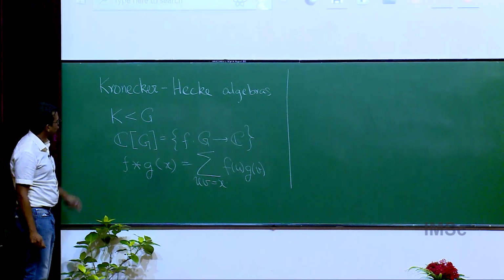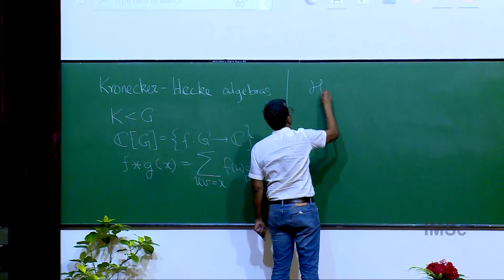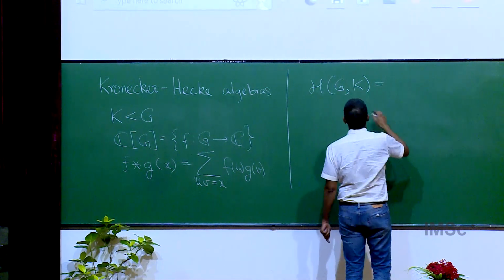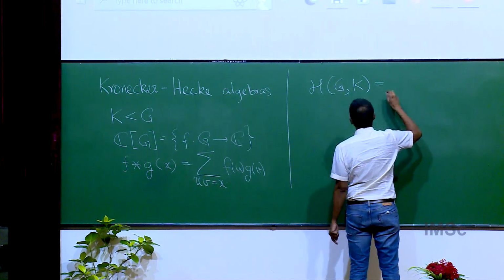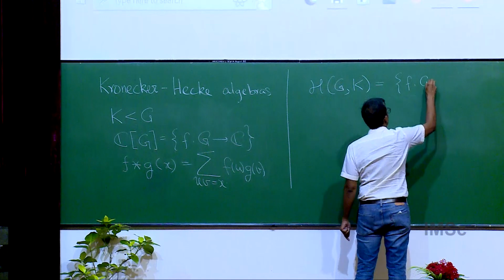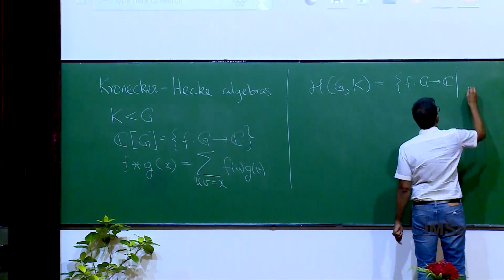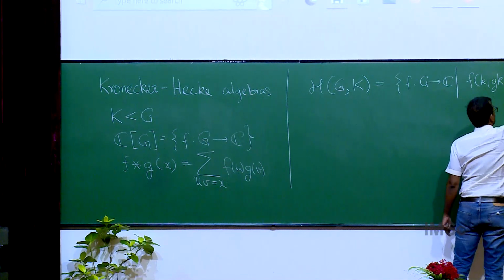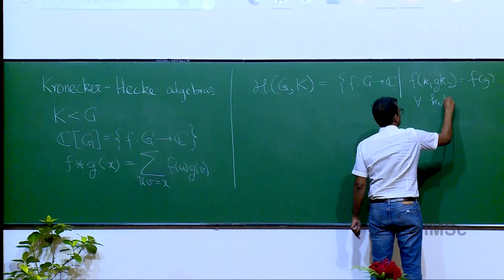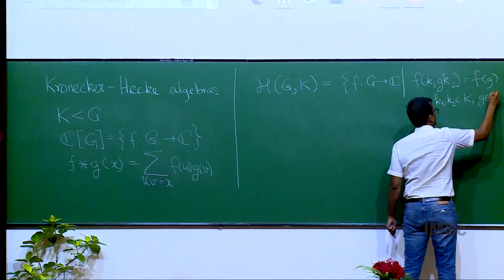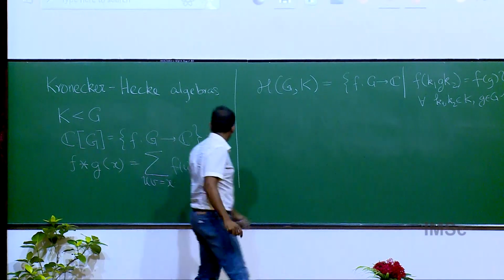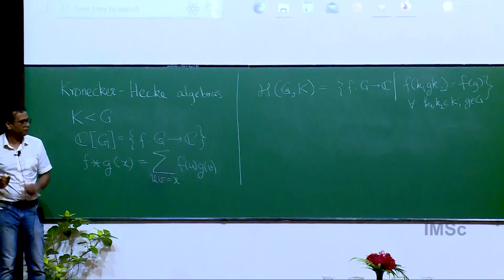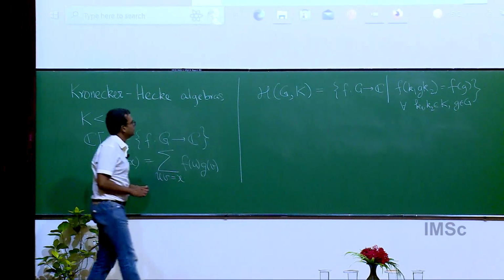And the Hecke algebra associated to G and K, usually denoted by H(G, K), is just the subalgebra of this which has the property that f(k1 g k2) is f(g) for all k1, k2 in K and g in G. So this is just a subspace, but you can check that under this product, it actually forms a subalgebra of the group algebra. And this is called the Hecke algebra of G relative to K.